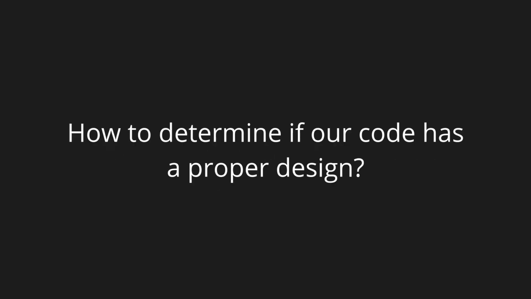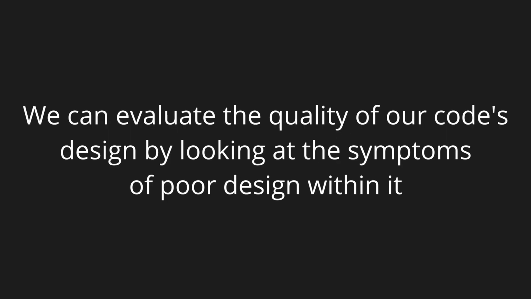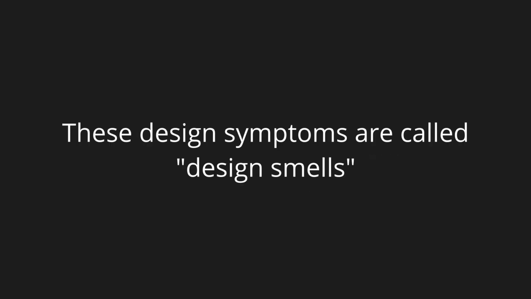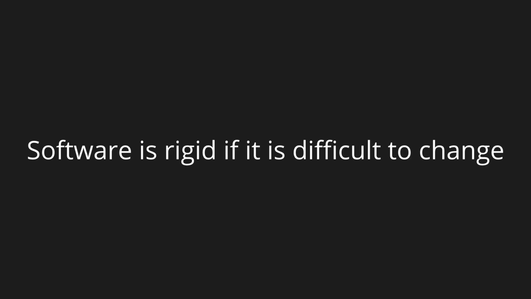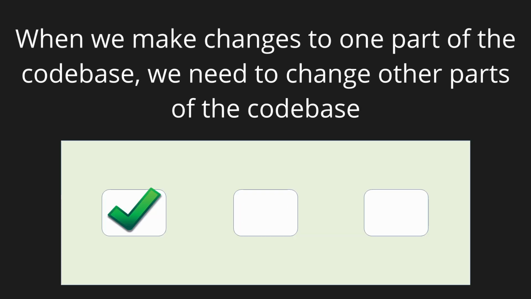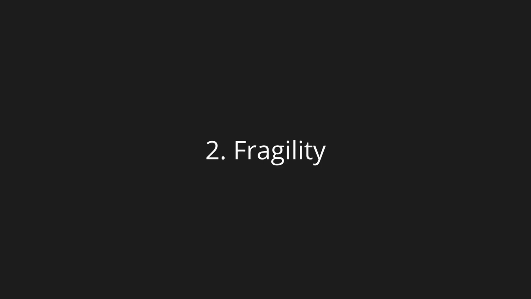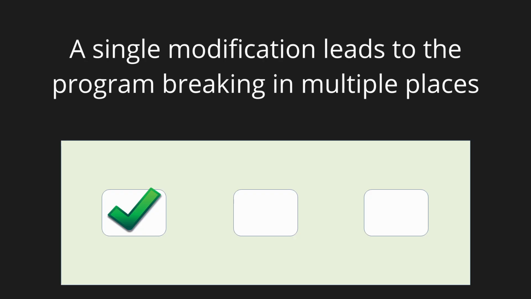So how do we determine if our code has a proper design? We can evaluate the quality of our code's design by looking at the symptoms of poor design. And these design symptoms are called design smells. First, we have rigidity. Software is rigid when it is difficult to change. So when we change one part of the codebase, we need to go ahead and change other parts of the codebase as well. The next design smell is fragility. Software is fragile if it is easy to break. So a single modification to a program causes it to break in multiple places.